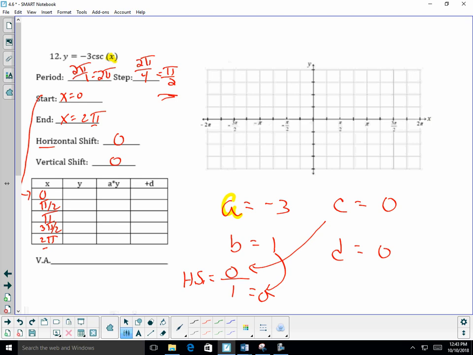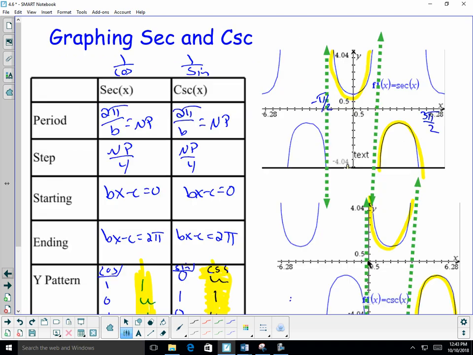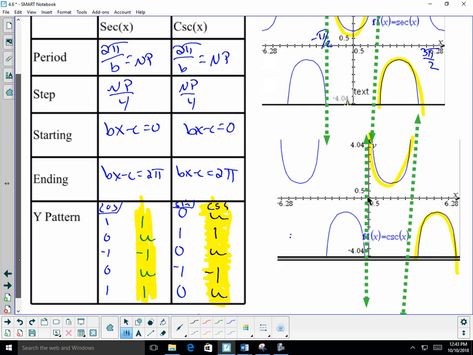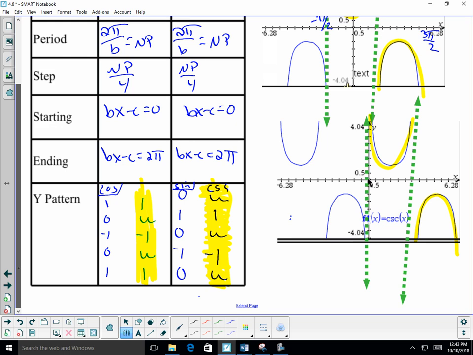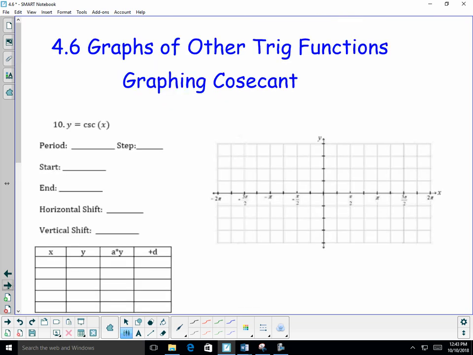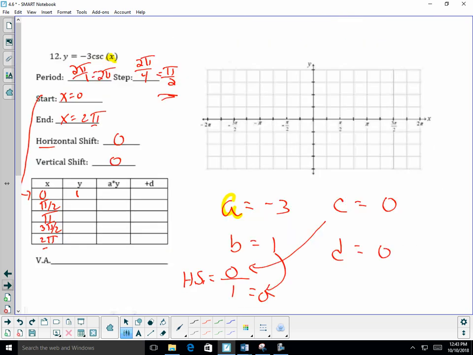My y pattern, again, you're going to get good at these and memorize them, but I'm doing cosecant. My y pattern is u, 1, u, negative 1, u. Remember, the u's you fill straight across because they will never, ever change. Then A is negative 3, so I'm going to take negative 3 times my y column, so this will be negative 3. This will become positive 3. My D was 0, so I'm not adding anything, so that negative 3 and 3 will stay the same.